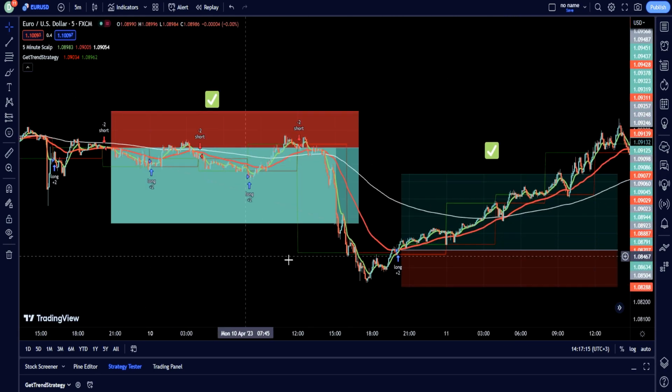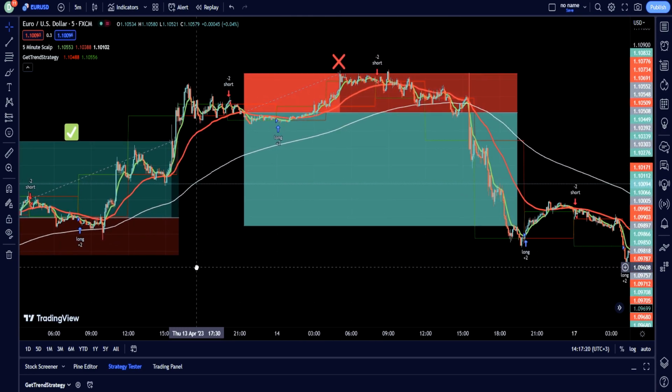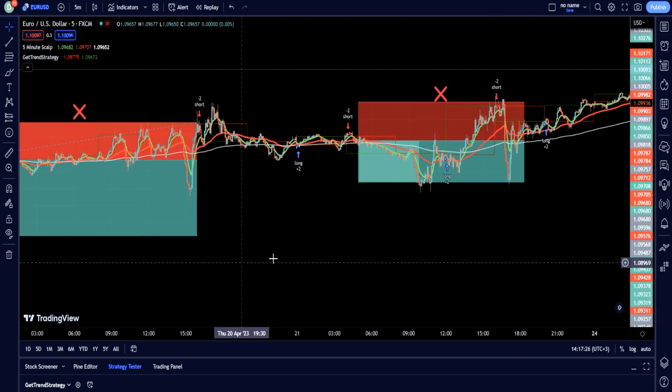Do these tests yourself. Don't use the indicator without testing it, and I recommend analyzing the general state of the market before taking any trades.